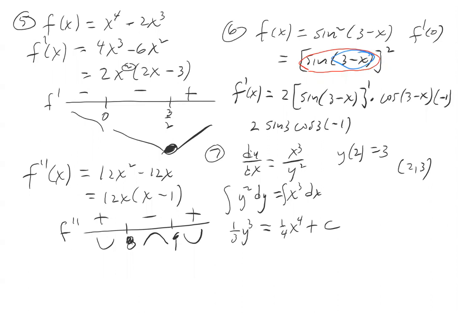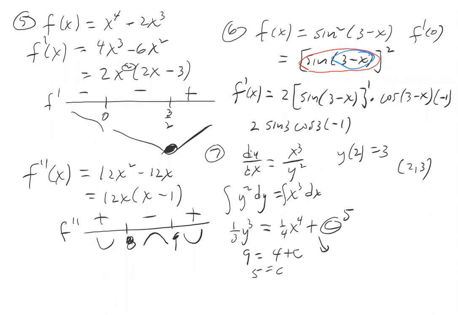Now, compute the value of c now. Do not do it at a later step. Just do not. Okay, if I plug in 3 for y, you get 9. If I plug in 2 for x, you get 4 plus c. So c is equal to 5. So we know c is equal to 5 now. All you have to do to get the solution is solve for y.